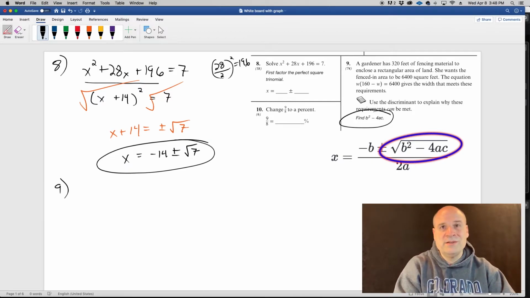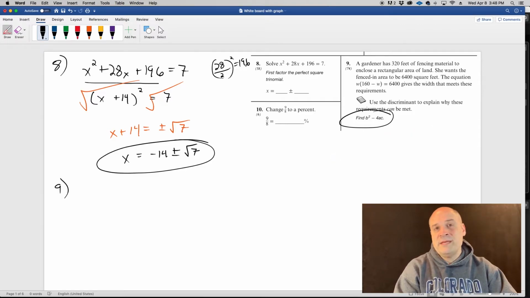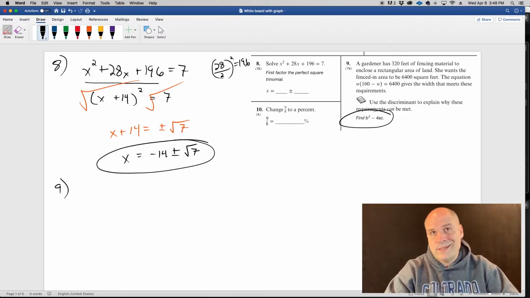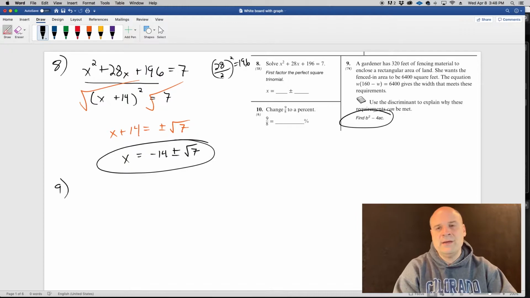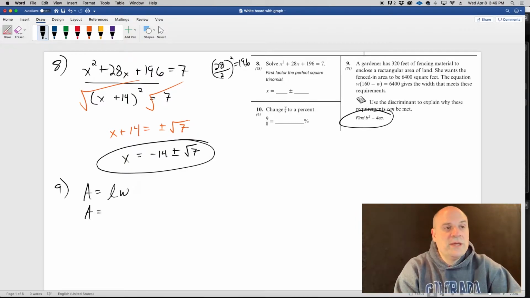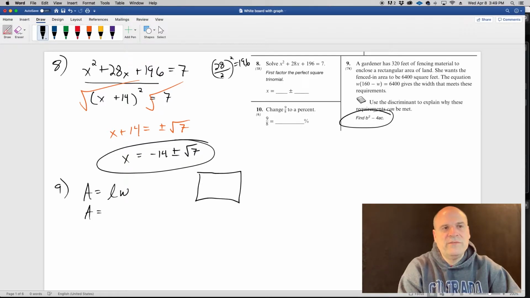So all we're going to do is plug in A, B, and C into this. Well, what's A, B, and C? First of all, we have to find the area of this. So let's see, area equals length times width. So how do you figure out what length and width are? It doesn't give us anything. The only thing it gives us is that this whole thing is 320 feet all the way around. So 320 feet all the way around.